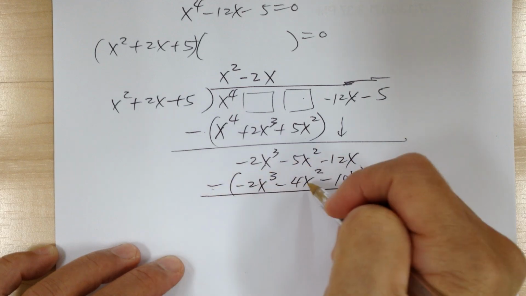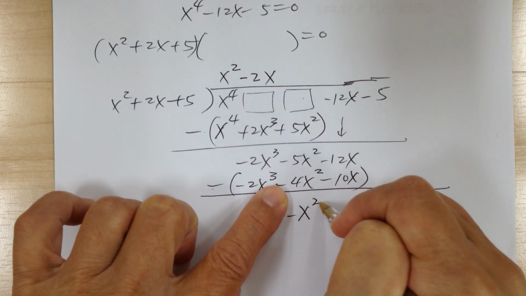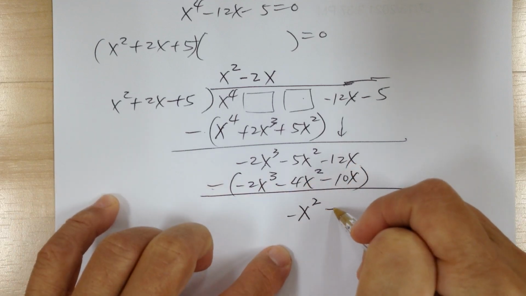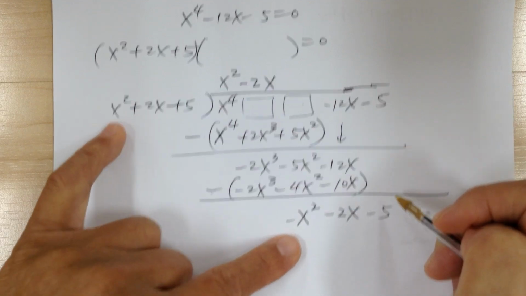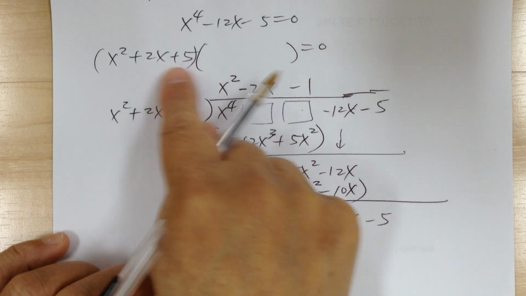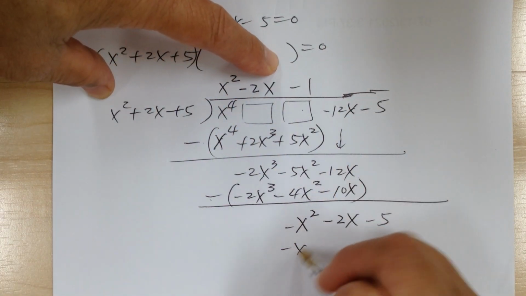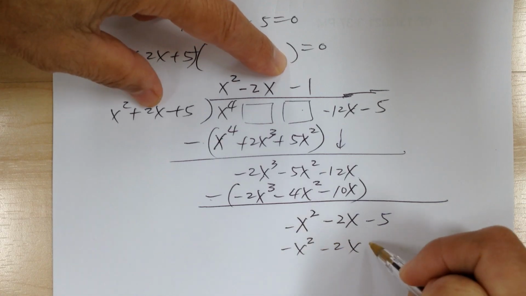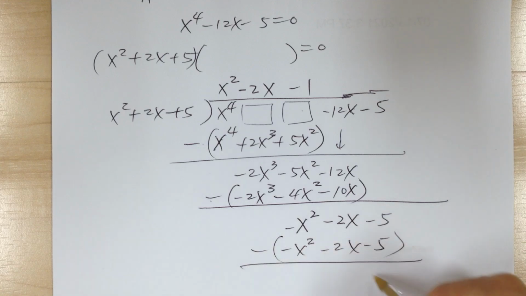So this will give me negative x squared, and this will give me minus 2x, and drop that, giving me minus 5. So I need to get negative 1. All this has to divide exactly because this is a factor of that. Everything has to come out exactly. If not, it means you're doing something wrong. See that? This has to be exact.